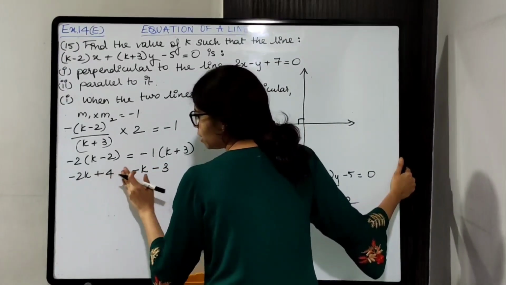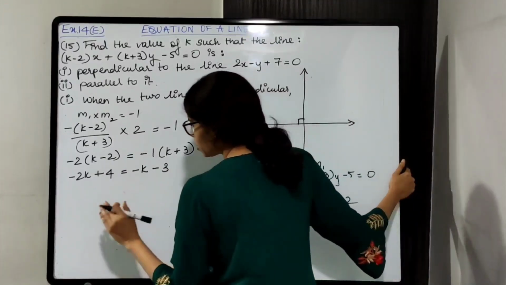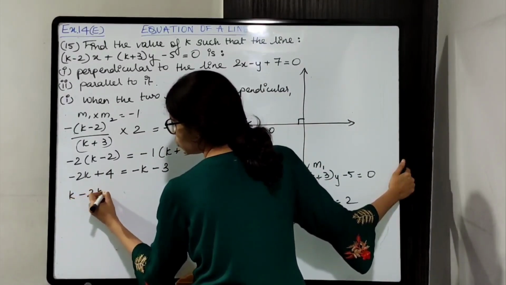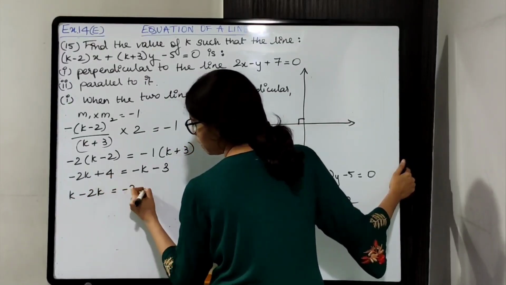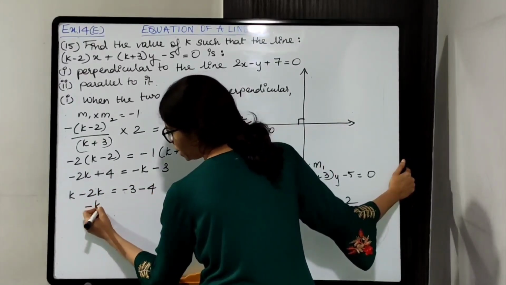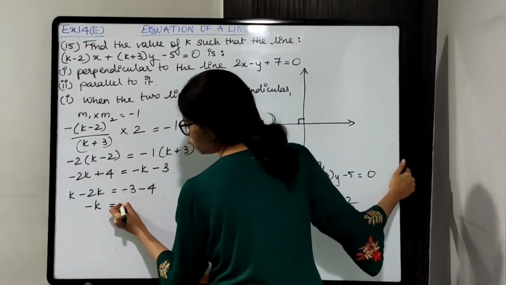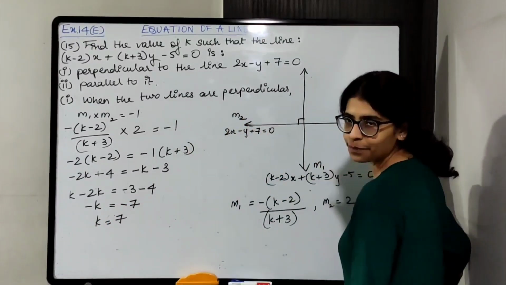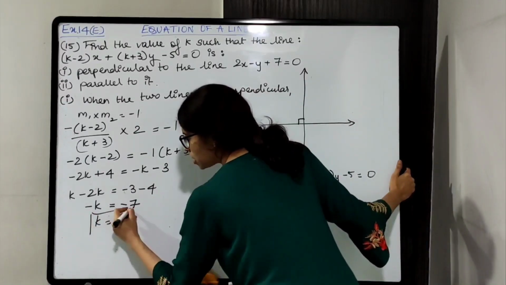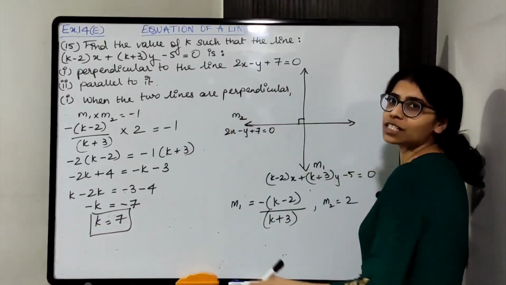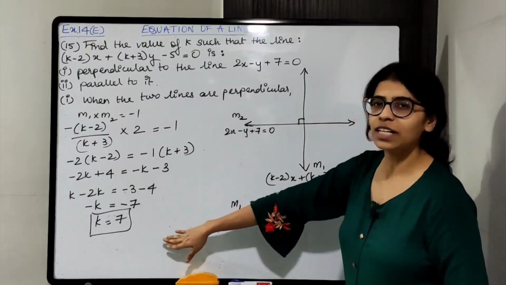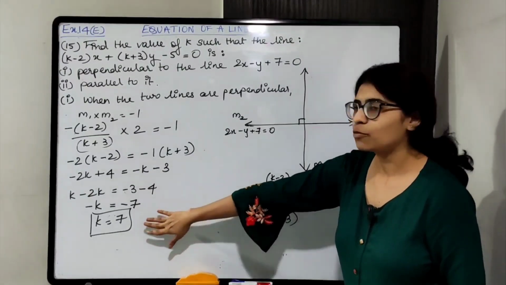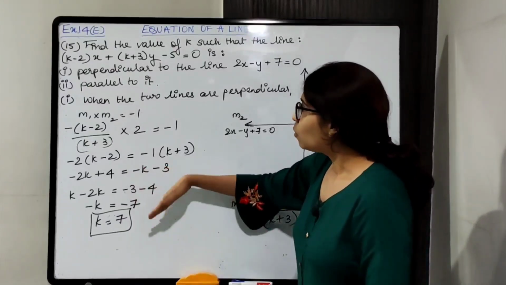Bring k together and numbers together. Okay, so shifting k over here, k minus 2k equals minus 3 minus 4. So minus k is equal to minus 7. That is, k is equal to 7. Okay, box the value, write down the statement: when the two lines are perpendicular, the value of k is 7. Okay, so I'm not writing it down. Now we'll come to the second part.